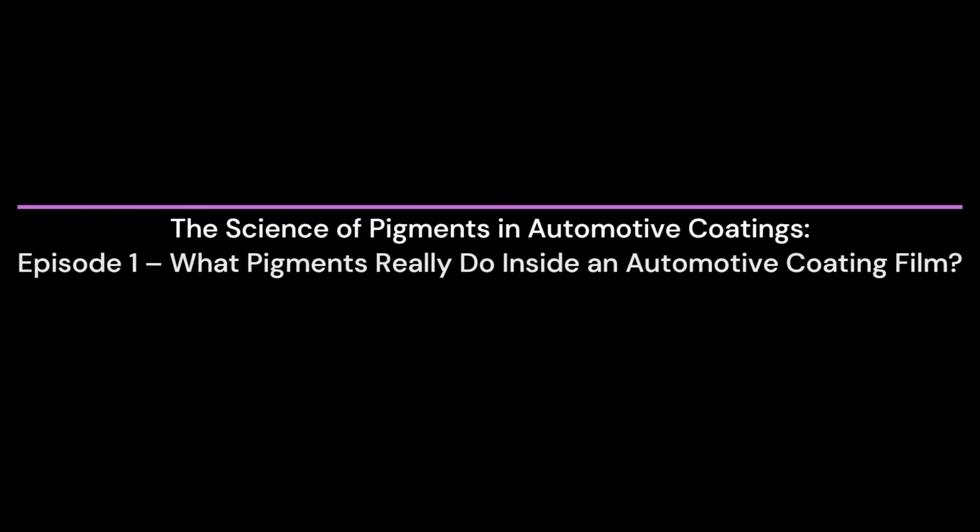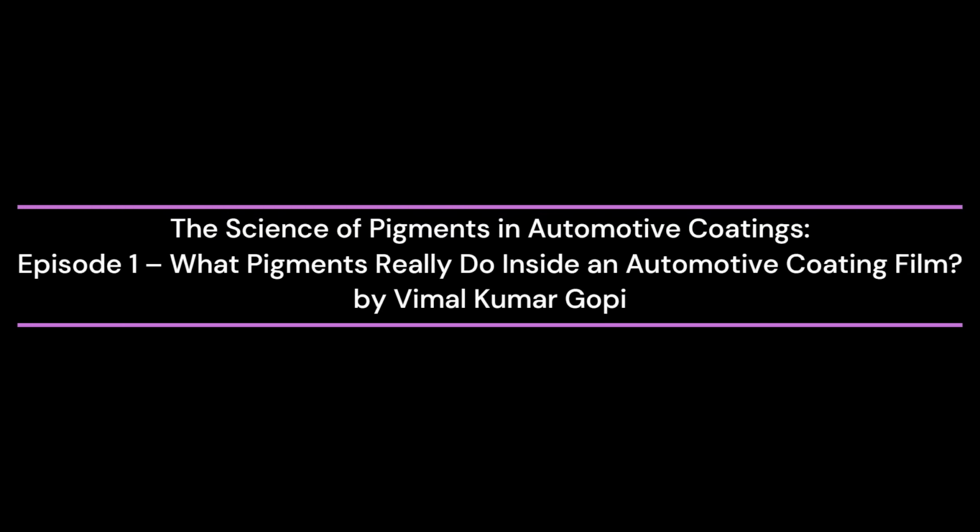Episode 1. What pigments really do inside an automotive coating film. In this episode, we establish the fundamental understanding of what pigments actually do inside an automotive coating film, beyond simply providing color. This foundation is essential because every visual, mechanical, and durability-related property of a paint film is directly or indirectly influenced by pigments. An automotive coating is a multi-phase system.